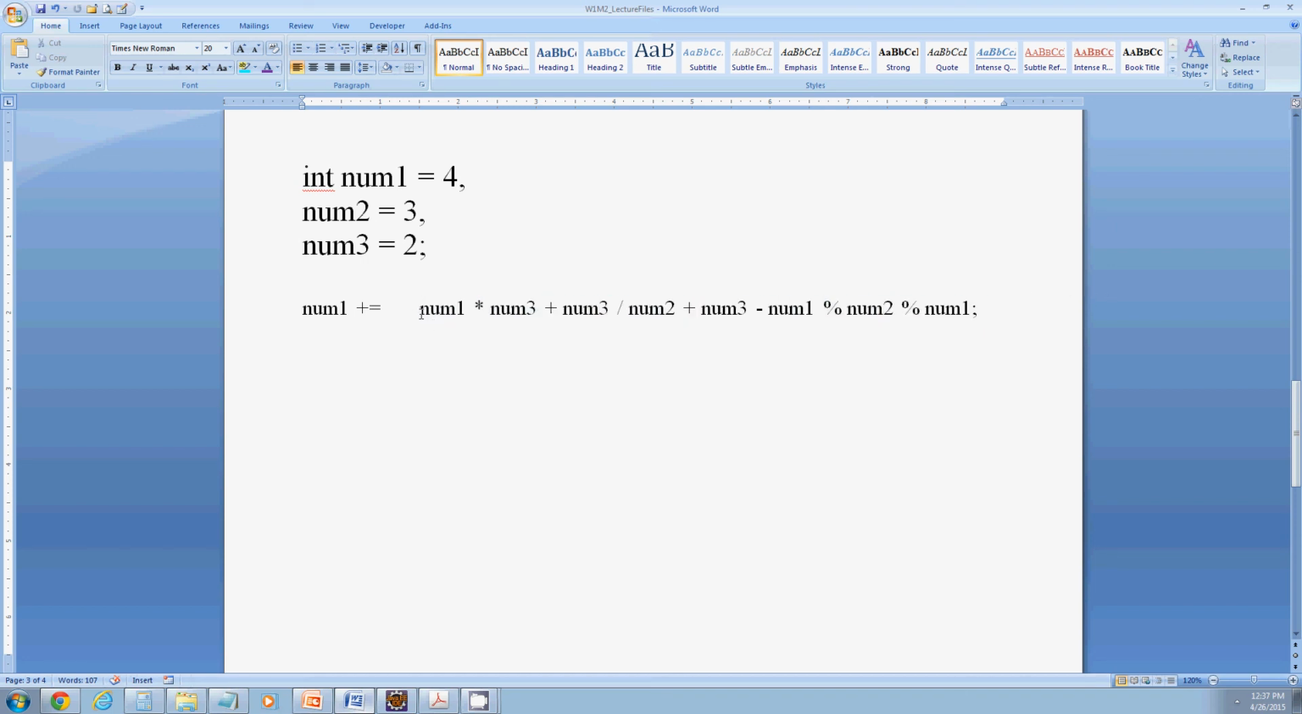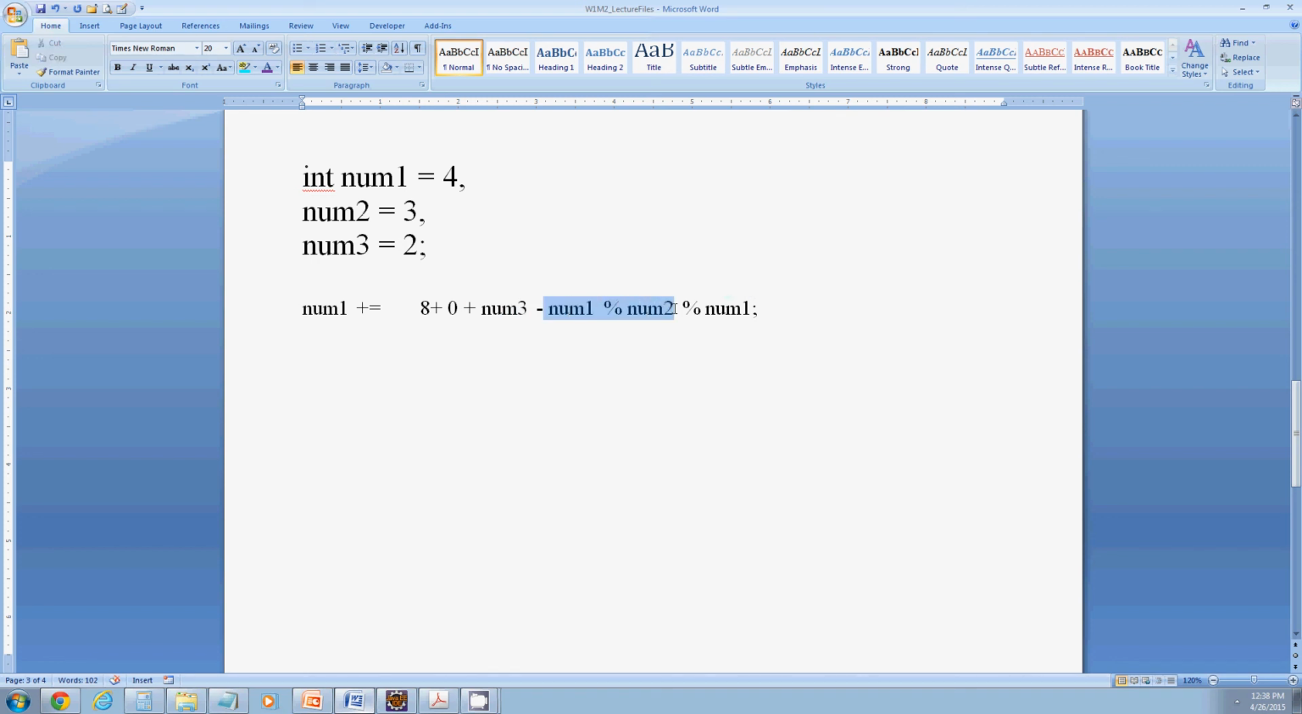We start for the next level of precedence, which would be increment and decrement. Don't find any, so we go back. Start for the next level, which is multiplication, division, remainder. Okay, we find one. So num1 times num3 is going to be replaced with an 8. Then we keep scanning. Oh, now we reach another one. Num3 divided by num2. That's going to be 2 divided by 3, but it's integer division, so that's going to be 0. Keep scanning.